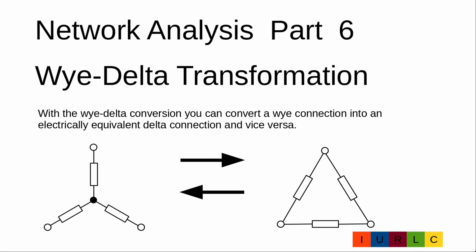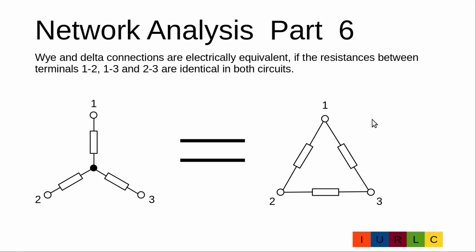Today I will show you how to derive the formulas to transfer a Y circuit into an electrical equivalent delta circuit, and how to transfer a delta circuit into an electrical equivalent Y circuit. The Y connection and the delta connection are electrically equivalent when the resistance between node 1 and 2 in both circuits is the same, when the resistance between node 1 and 3 in both circuits is the same, and when the resistance between node 2 and 3 in both circuits is the same.